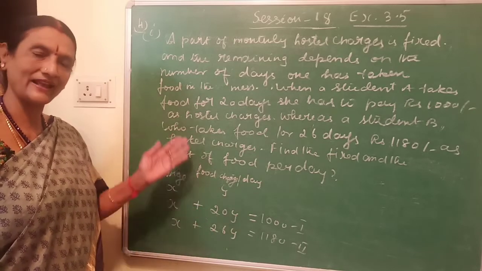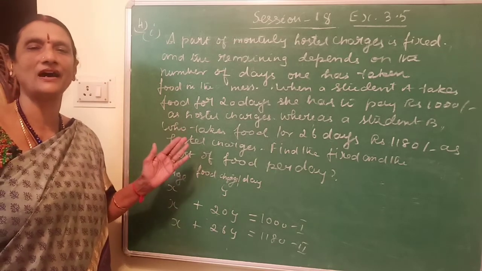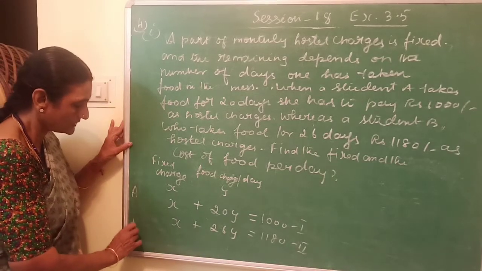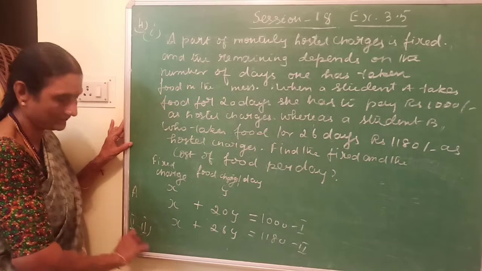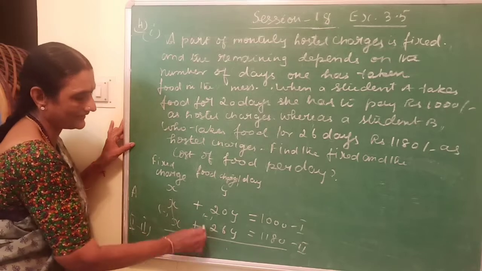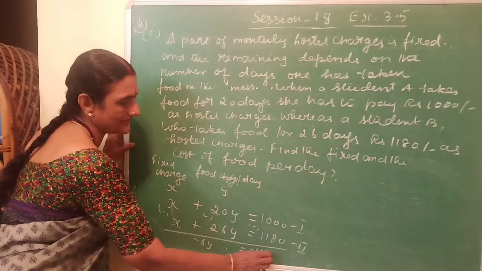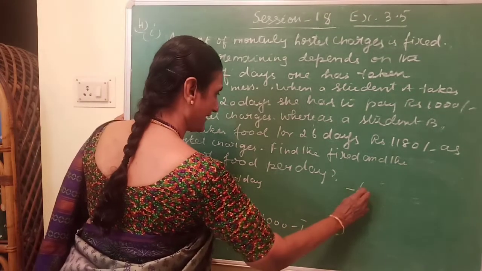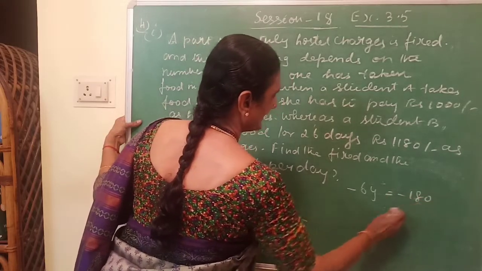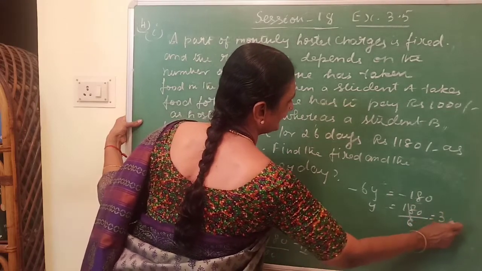So I will try that, and again I will do it for the elimination formula method, and we will try to see whether both the answers are the same. Okay. Now what am I going to do? I am going to subtract 2 from 1. If I subtract 2 from 1, what do I get? This gets cancelled and here I will get minus 6y, and this is equal to minus 180. So I will get minus 6y is equal to minus 180. Therefore, y is equal to 180 by 6. That gives you rupees 30.